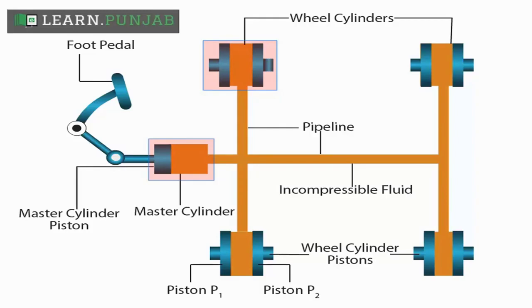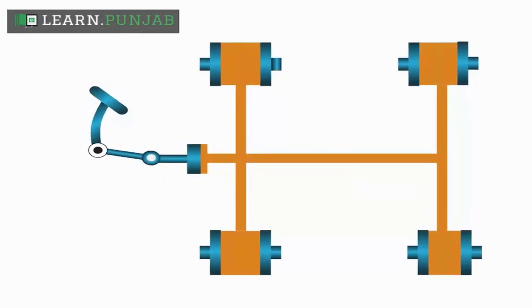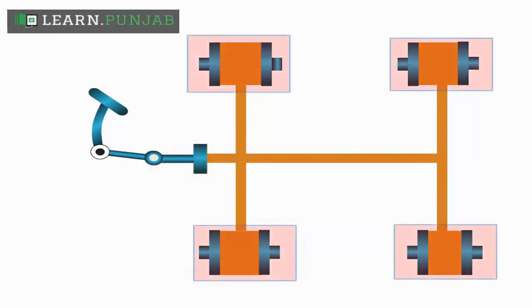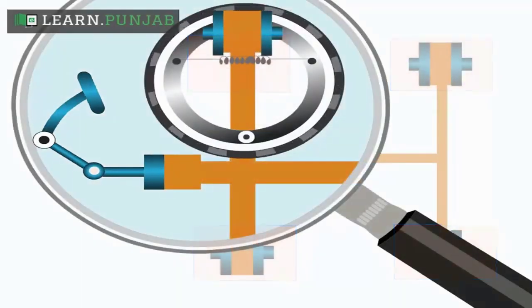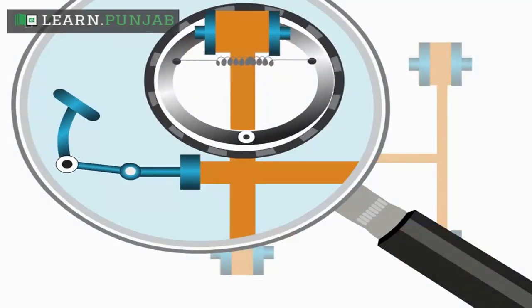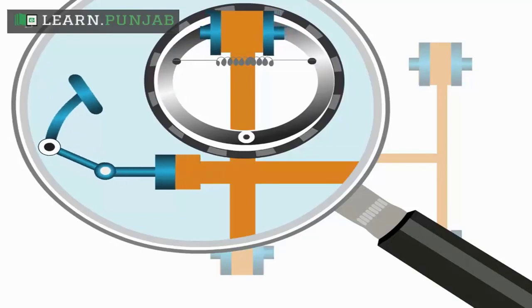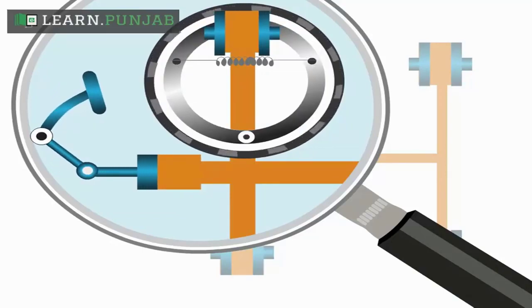Now we see what happens when the brake is applied. When the brake is applied, the foot pedal is pressed. Pressure is exerted on the fluid of the master cylinder, and this pressure is shifted without any loss to the pistons of the wheel cylinders, and the pistons move outward and are pressed against the wheel wall. Because of this, the movement of the wheel is stopped. When the foot is lifted from the pedal, the return spring applies force on the pistons of the wheel cylinders, and as a result the fluid goes back to the master cylinder.